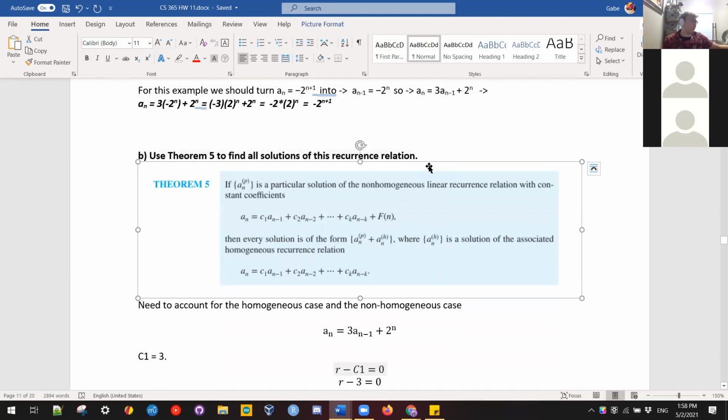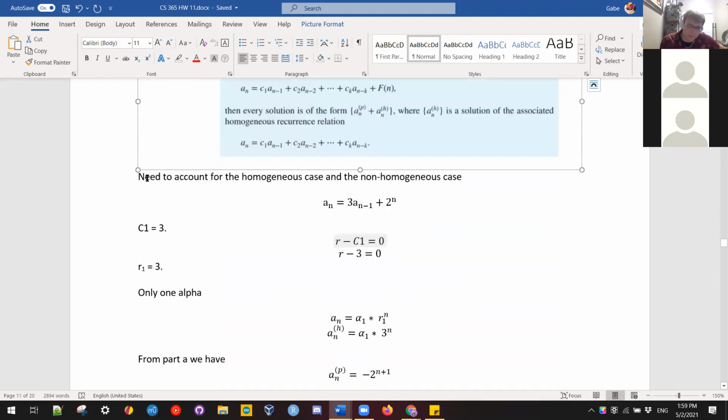Yeah, for sure. And then this one says, use Theorem 5 to find all solutions of this recurrence relation. So I don't even remember what Theorem 5 is, so luckily I have it here. And it looks like you... I think it's what we had been doing like 2 or 3 problems ago. Oh, okay. Gotcha. Oh yeah, it does look like that.